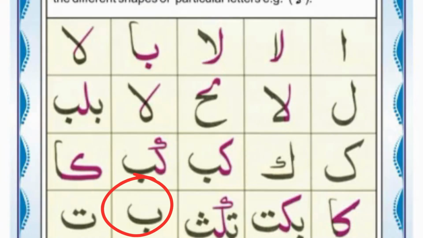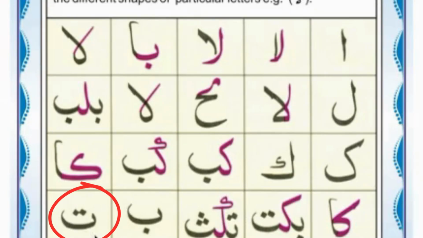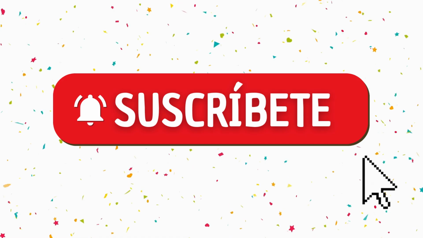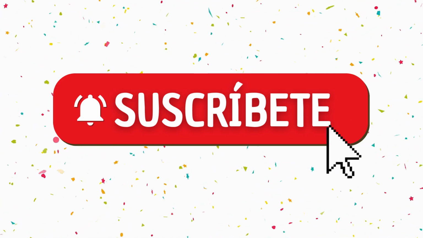Next is the shape of ba, and the last one is the shape of ta. Okay, that's all today's lesson.